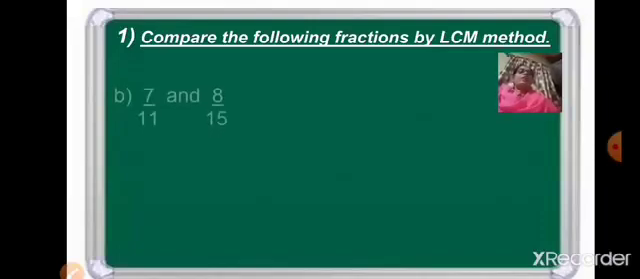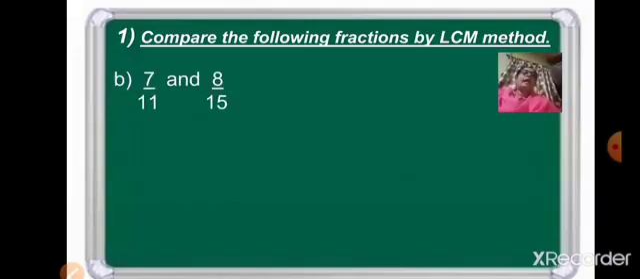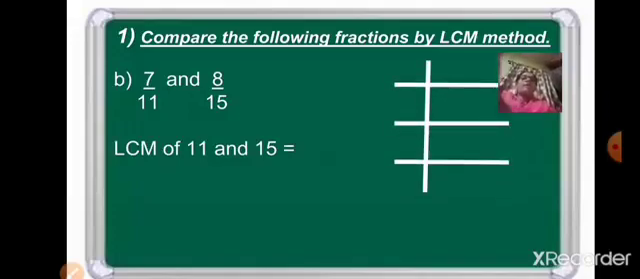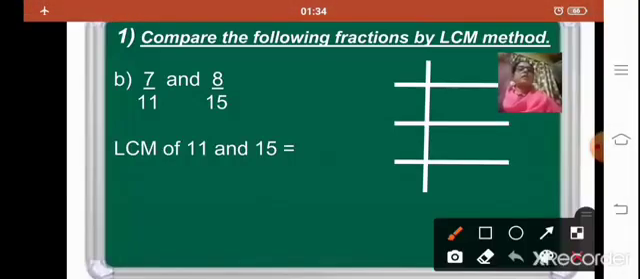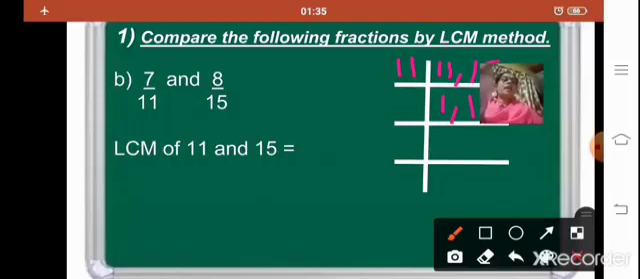The first sum here for you is 7 upon 11 and 8 upon 15. Students, example we have already solved. According to that, what is your first step? The first step is you will find the LCM of 11 and 15. So let us find the LCM of 11 and 15 first. You'll write the numbers 11 and 15. 11 is a prime number, so it is divisible only by 11. 11 ones are 11. 15 you will write as it is.